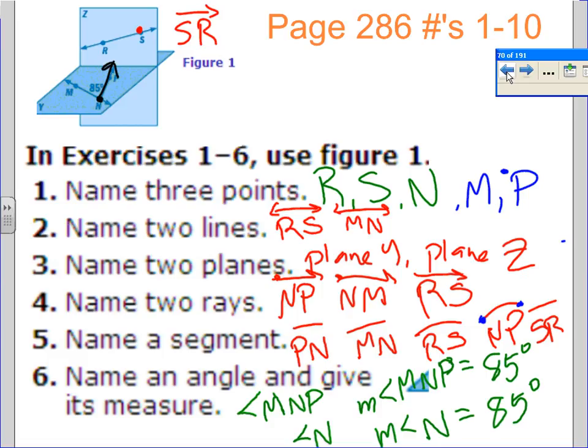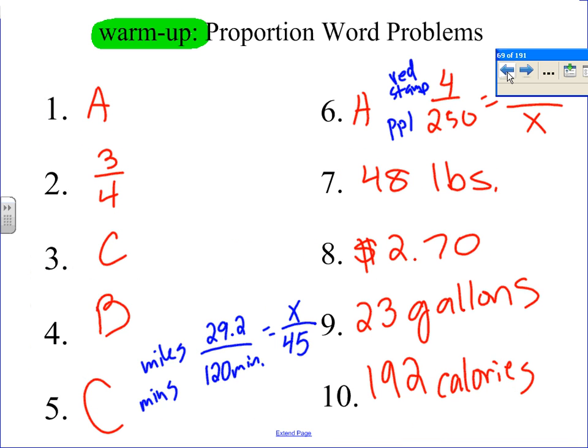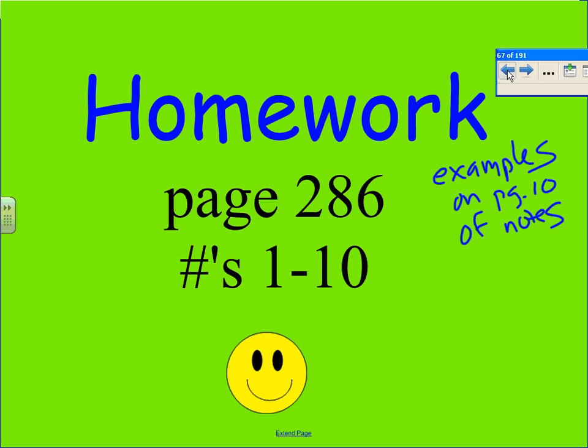Oh, yeah, thank you. Okay, sorry, I forgot about that. Thanks, Jeremy. Open up your notes to page 10 so we can go over those 2 examples, and then we'll move back to the notes.